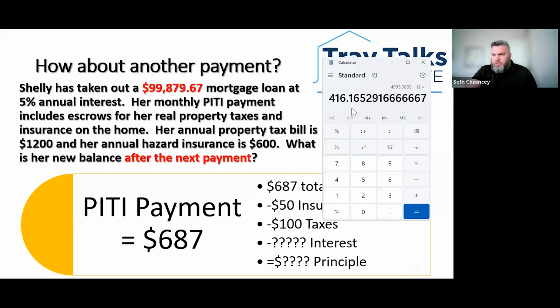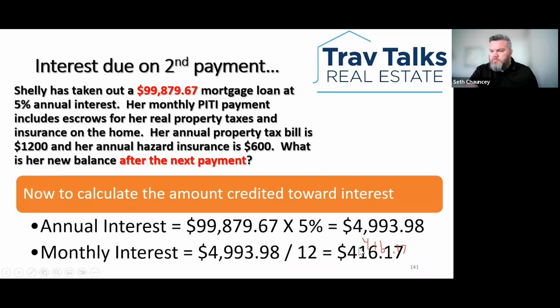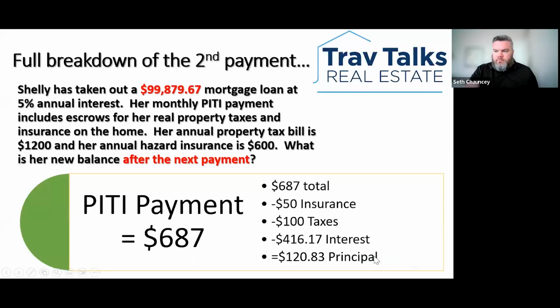Now the new amount towards interest would be $416.17. And so everything that's left would go towards your principal, from the 1,617 that we just did. And so that would leave $120.83 this time for principal after your second payment. And then it would be 99,879.67 minus that $120.83 to get a new balance.